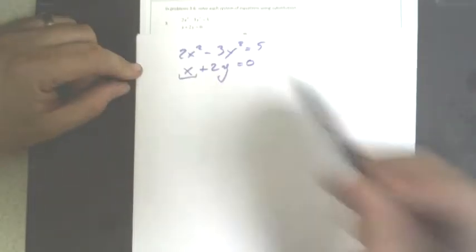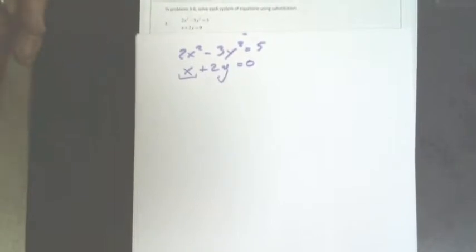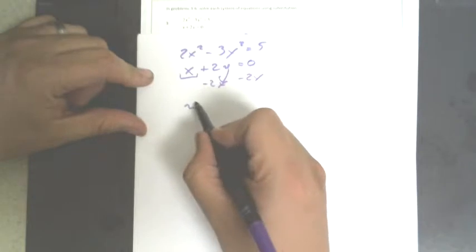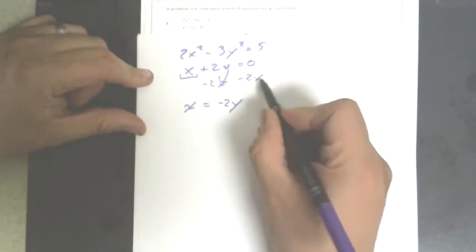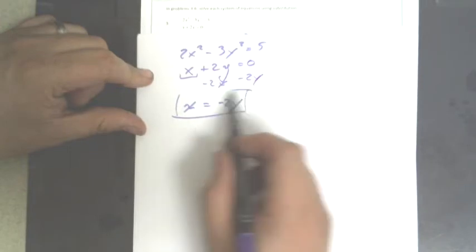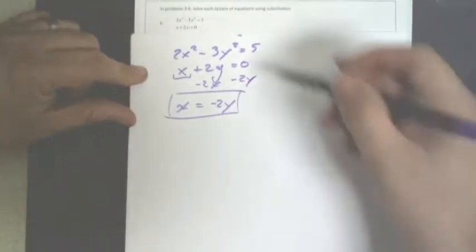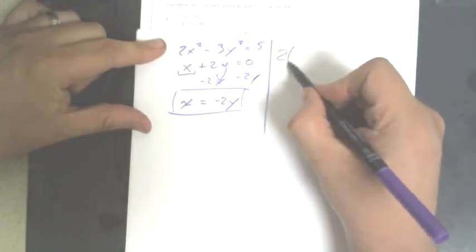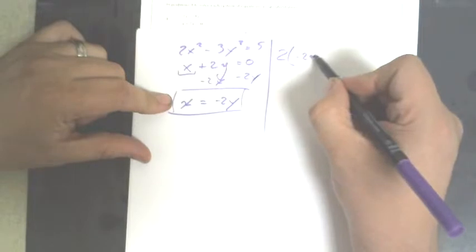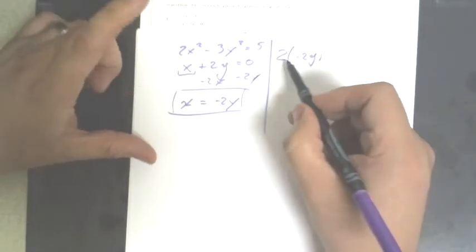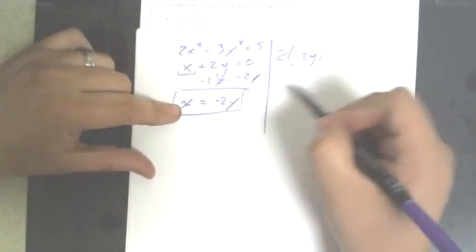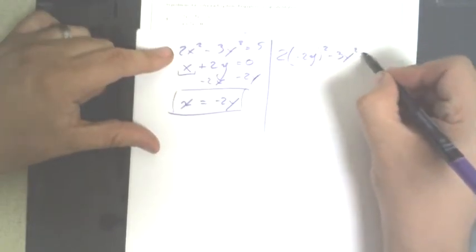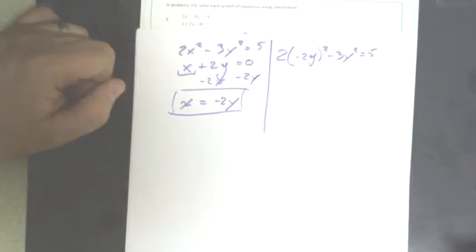This x is by far the simplest, nicely isolated variable, so solve for it. Subtract the 2y, subtract the 2y, and you get x equals negative 2y. So x and negative 2y are supposed to be the same thing, so they should be interchangeable. So in the other statement, 2 times x, well, x is supposed to be interchangeable with negative 2y. So where there's an x, let it be negative 2y. That's being squared minus 3y squared equals 5, and solve that for y.